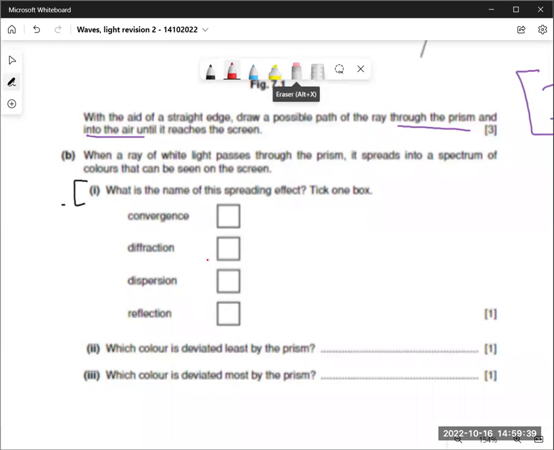Tell me. Reflection, convergence, I think dispersion. Okay. Now, two answers. Write it in the chat. Which color is deviated least, and which is deviated most? I need 3 answers in the chat from all of you. Well, 2 answers and 3 people, so 6 answers.